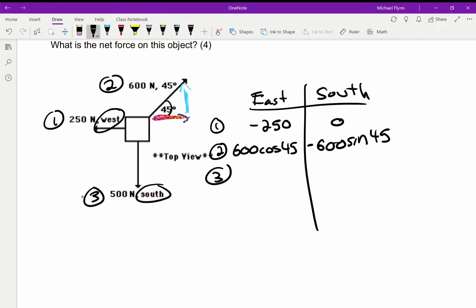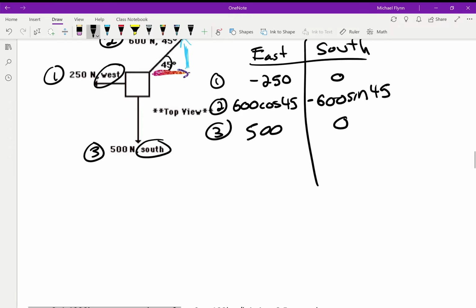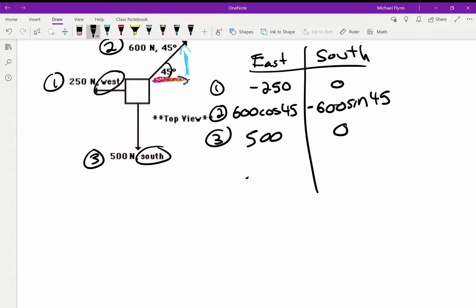Vector number 3 is due south. That's easy. 0, 500. Okay. All right, so now let's just go ahead and tally everything, right? So I go negative 250 plus 600 times cos 45, minus 500. Oh, I made a mistake. That's 0 and 500, pardon me. Okay, so now that I fix it, let me do that again. I'm glad I caught that.